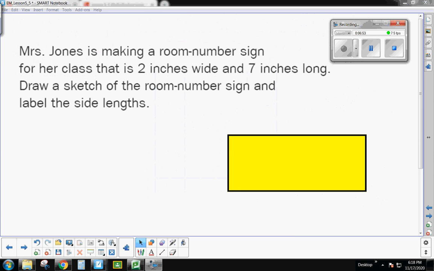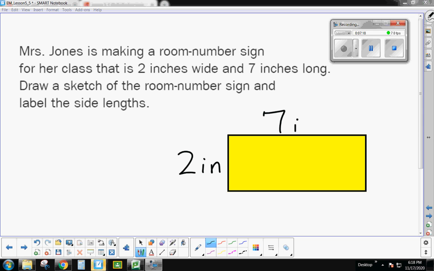All right, so in this problem, it says Mrs. Jones is making a room number sign for her class that is 2 inches wide and 7 inches long. So I want you to draw a sketch of the room number sign and label the side lengths. So basically, she just has a sign that looks like this little yellow rectangle here, and it is 2 inches wide, so I'm going to label it, by 7 inches long. So go ahead and pause the video, draw out your rectangle.